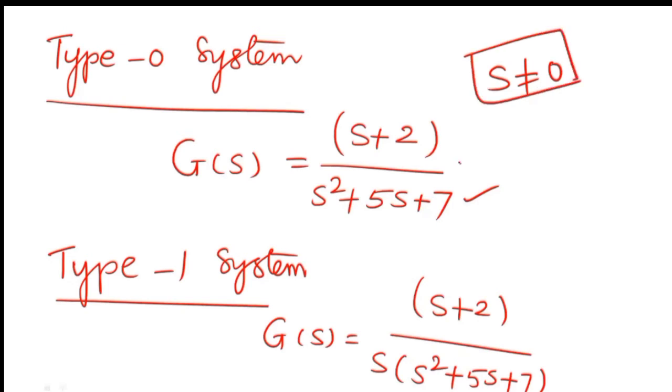Okay. But you take this denominator polynomial, here s is equal to 0. Means one value of s is equal to 0. That is why it is called a type 1 system. And the highest power of s here is equal to 2. So it is type 0 order 2.